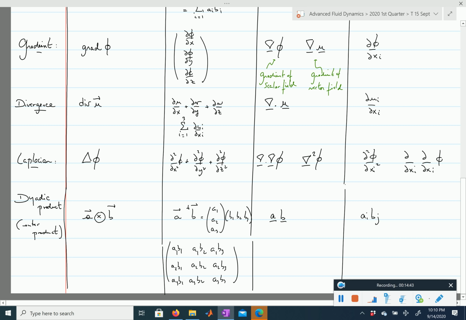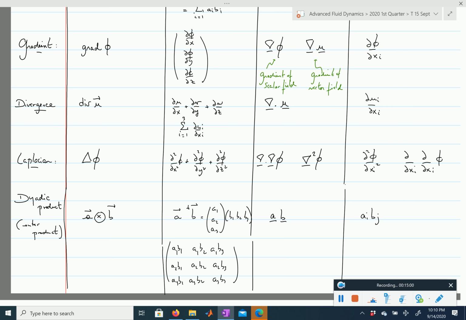So you can always know what objects you have by just counting the bars and the dots. And so you should always make sure that you are adding vectors with vectors, matrices with matrices, but you can never add a rank 1 tensor with a rank 2 tensor, for instance.